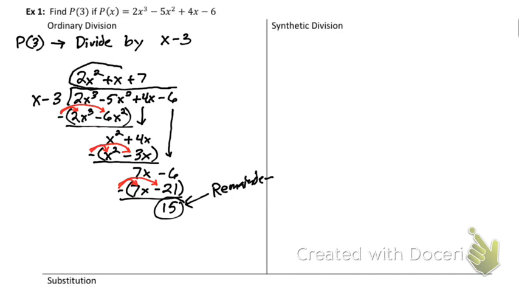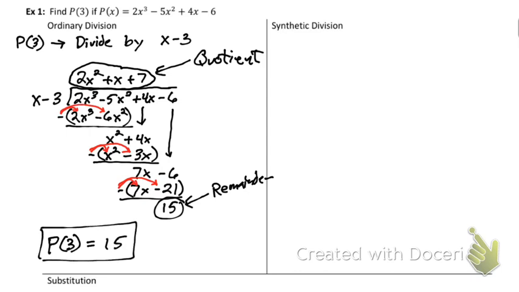This right here, this 2x squared plus x, is known as your quotient. You will be asked in the homework to state your quotient and your remainder. The more important part today is your remainder, because that 15 tells me that P of 3 equals 15. So when I plug 3 in, I'll get 15 out.